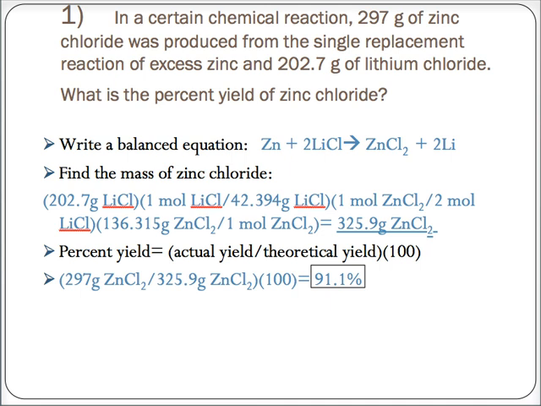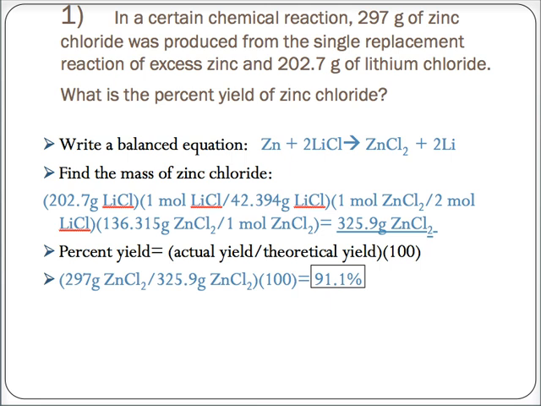We then plug that into our percent yield equation. The actual yield of 297 grams of ZnCl2 over the theoretical yield of 325.9 grams of ZnCl2 times 100 to get the percent yield of 91.1%.